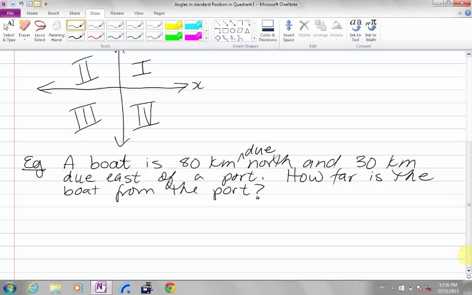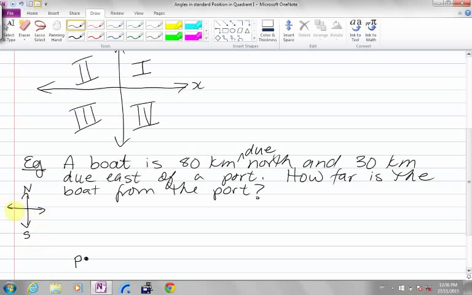I'm not going to draw a triangle necessarily, but I am going to draw a picture. Okay? So I have my port here. And which direction is north? Trig is used a lot in navigation, so we need to know our directions. So which way is north? Up. South, of course, is down.